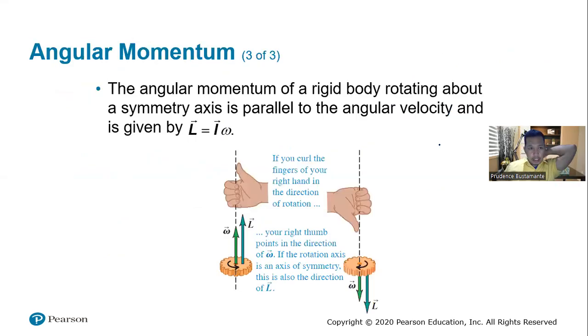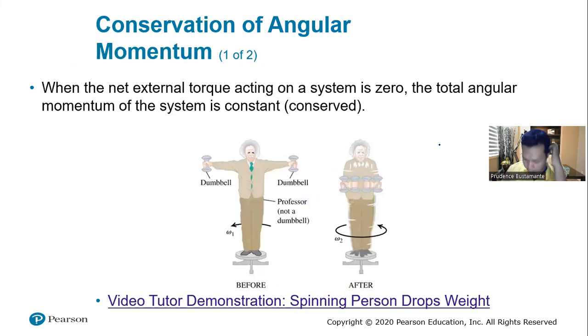So let's go now to the angular momentum of a rigid body rotating about a symmetry axis, where it is parallel to the angular velocity, as given in this equation. That's the direction. Let's go now to the conservation of angular momentum.